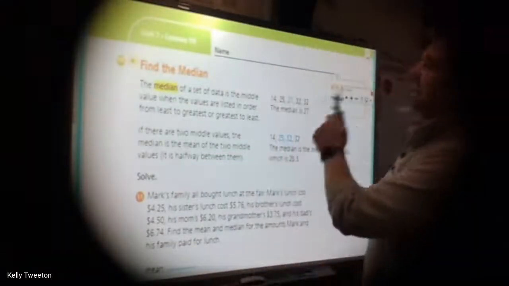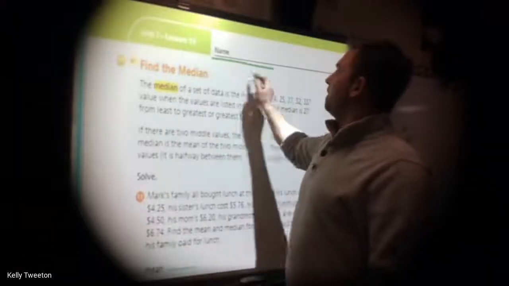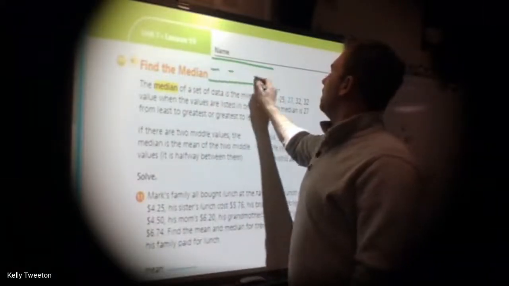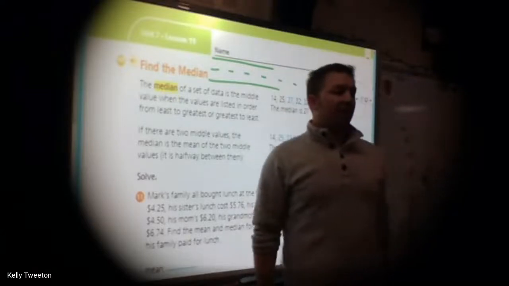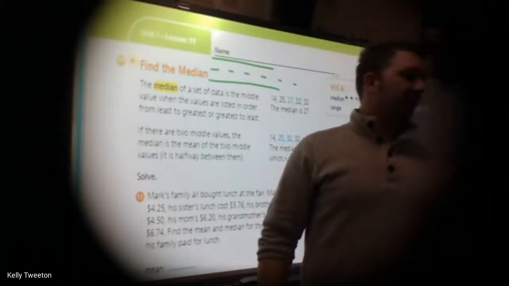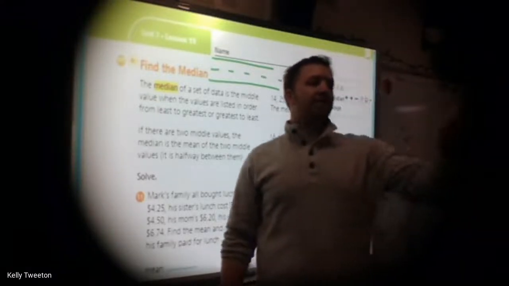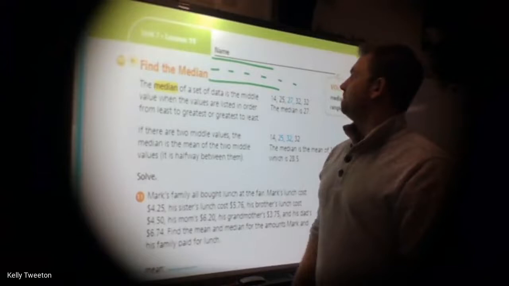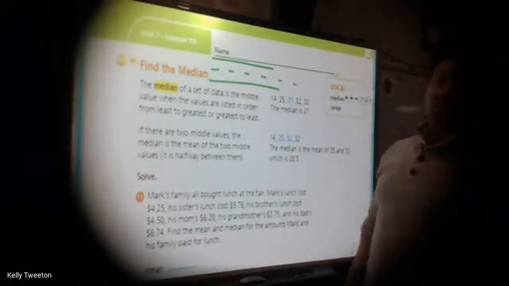Okay, median. You've probably heard that word before. Maybe your parents have talked about it when you're driving in the car. What's the median of that? Pretend that's a road. What's the median? How about, let's see, let's go with Abraham. What do you got? What's the median? Yes, it's the dashed line in the middle of the road.